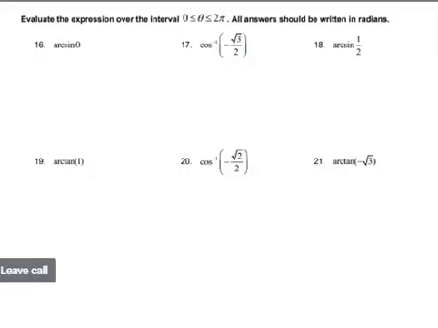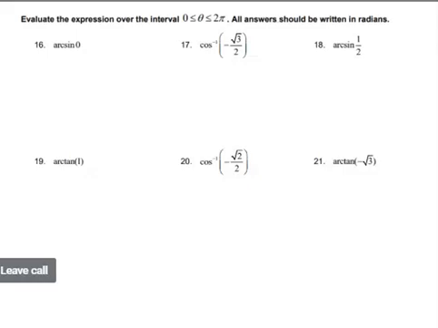Hi again, everybody. We are continuing on with the 6-1, 6-2, 6-8 review. And we are going to move on to evaluating expressions between 0 and 2 pi.